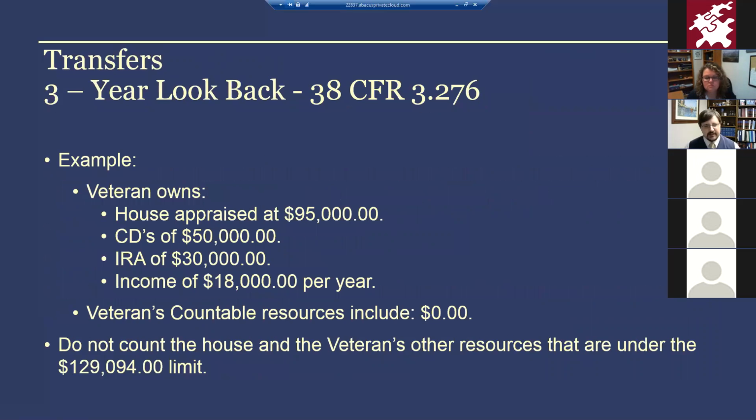So let's take an example. If the veteran owns a house that's appraised at $95,000, he's got a CD of $50,000, an IRA of $30,000, and income of $18,000 per year. His countable resources are zero, because the house doesn't count, and the CD, the IRA, and the income do not equal more than $129,094. So he can give away resources if he wants to and not violate the 3-year look-back rules for VA purposes.